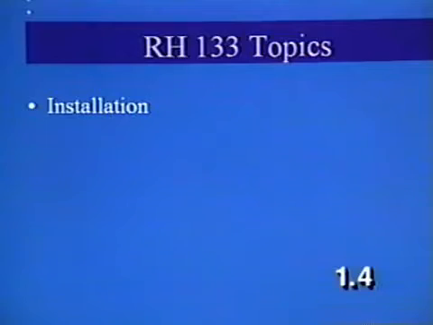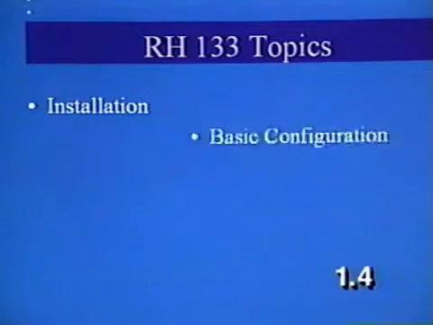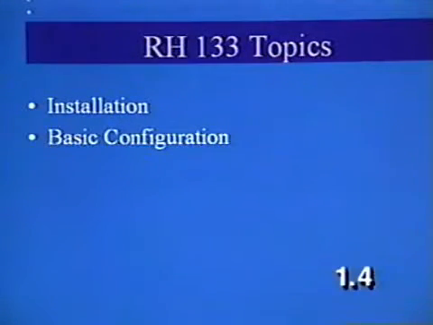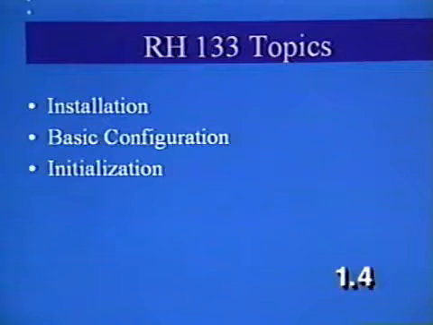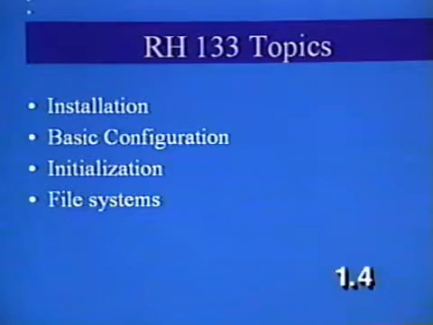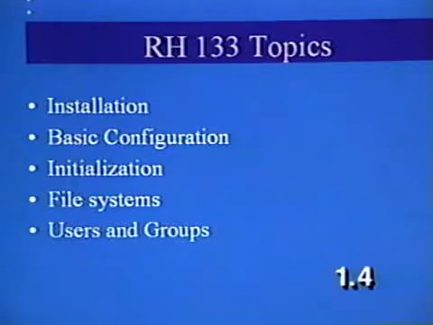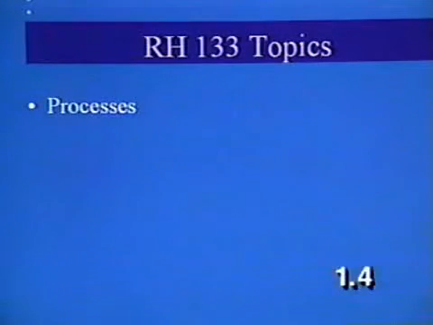We're going to carefully walk through the installation of Red Hat Linux. We're going to talk about some basic configuration options and tools that you can use. We're going to look at the initialization process, how the system starts up and how you can control that process. We're going to look a lot at file systems, how you can add them to your system, configure them, and troubleshoot them. We're going to look at setting up users and groups, accounts, and managing those accounts. We're also going to look at processes, how they run on Linux and how you can control them.